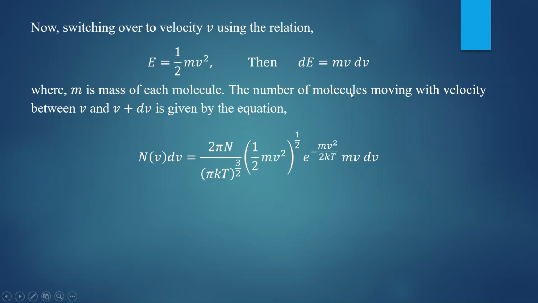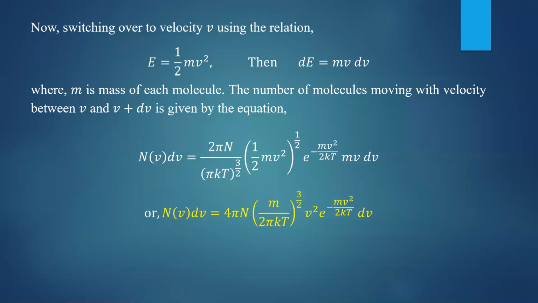Then the number of molecules moving with velocity between v and v plus dv is given by the equation n(v) dv equals 2 pi n divided by (pi kT) to the power 3 by 2, into, for E, I will substitute (half mv square) to the power half, into e to the power minus mv square by 2kT. We have e to the power minus E by kT. Instead of E, I will put mv square by 2, or half mv square. And for dE, I will put mv into dv. That's all. So this is the equation which is representing the number of molecules having the velocity v.